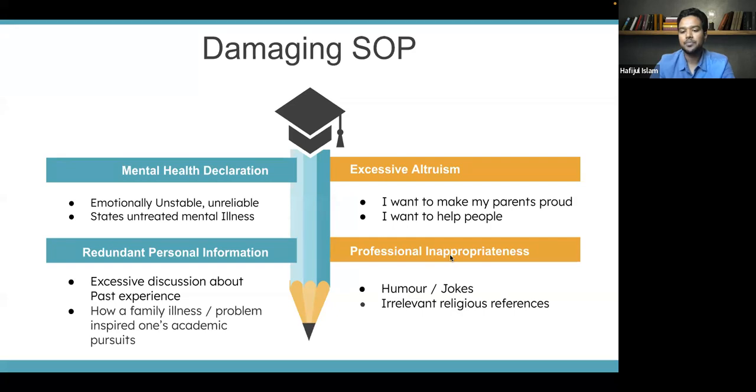Professional inappropriateness. You should not crack jokes in the SOPs. You should not make fun of something or try to say something in a humorous way and think that the committee will be impressed. They will not be impressed. You should avoid these things. Irrelevant religious reference. You can be a theist, you can be a strong believer, but you should not state sentences like, I know God has appointed me to do good on earth, and I think this is a path and I should take this. You should not write such things, anything regarding those things which are not relevant for the program. Okay.